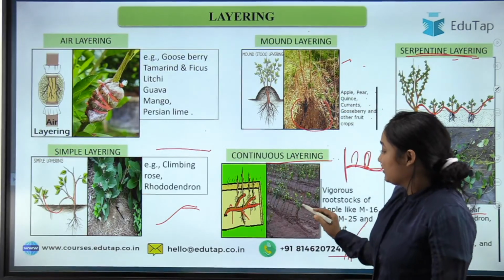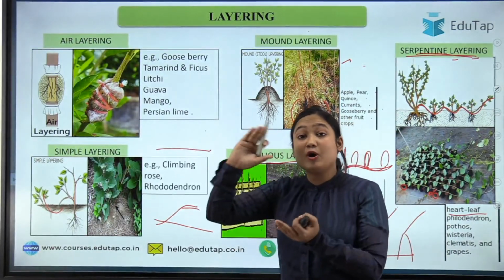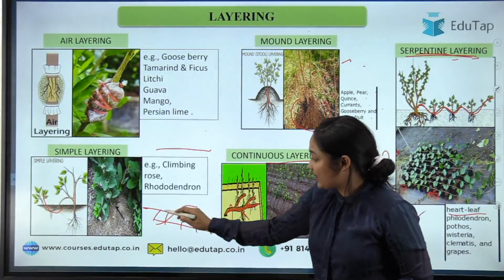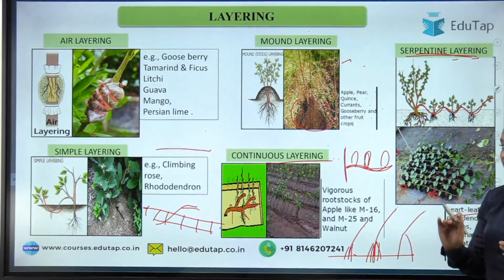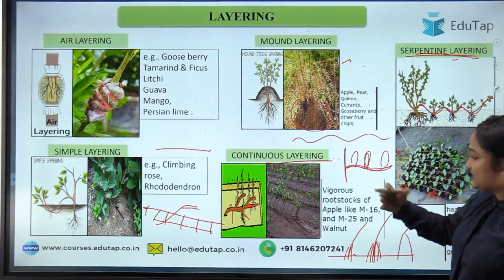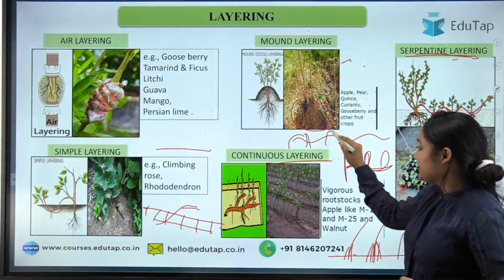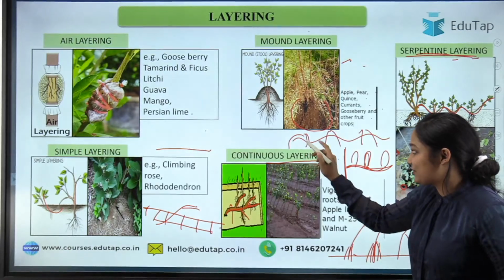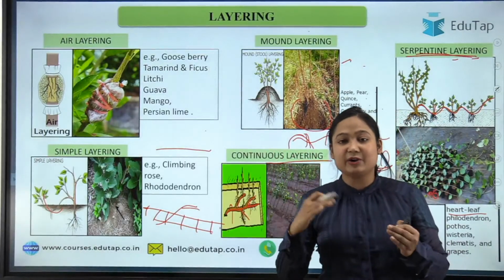See, continuous layering, what happened in continuous layering? The whole branch is not very flexible and you are putting the whole branch, completely under the soil. This whole branch will be covered by the soil. But in serpentine layering, what you are doing? You are periodically burying your plant. This is the branch. First of all, the branch will be flexible, of course. Then this part will be covered with soil, then exposed to air, then soil, then air, then soil, then air. So in serpentine a snake-like structure is formed first of all, then at a periodic or alternate level you are doing air and soil.